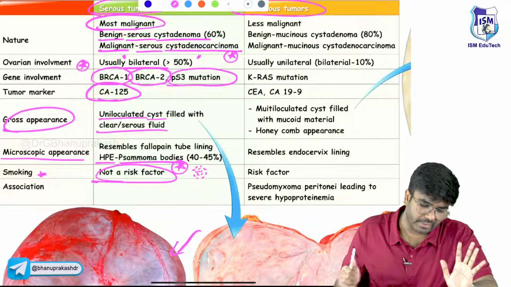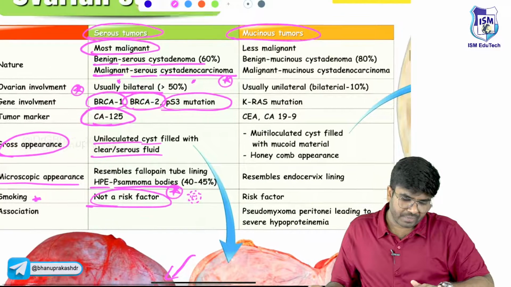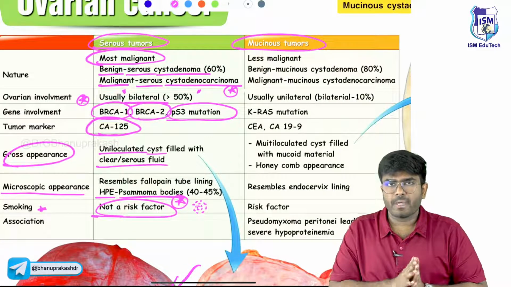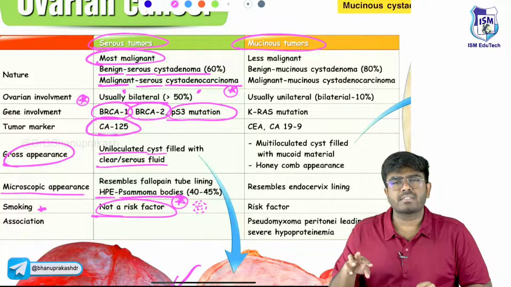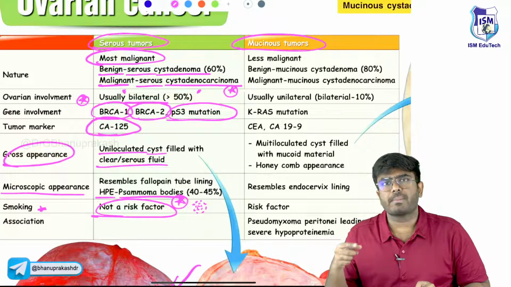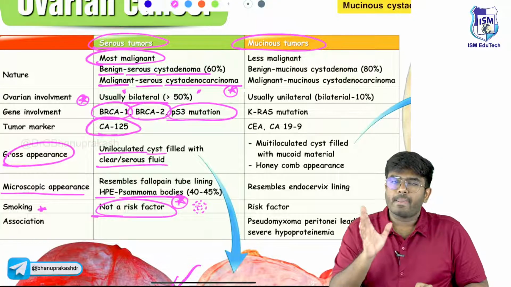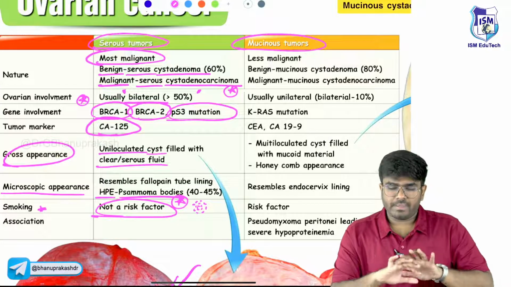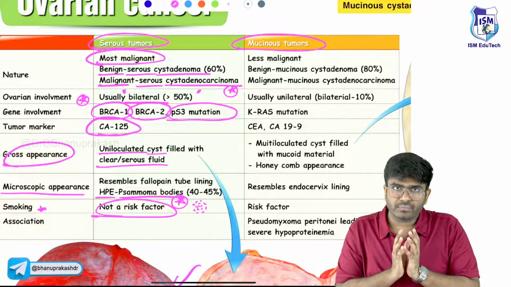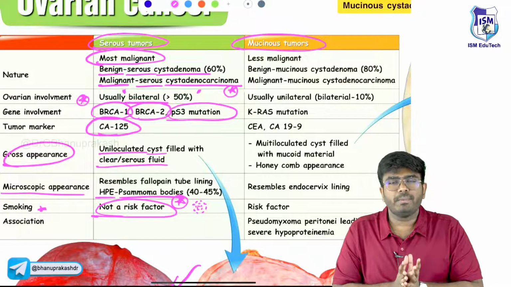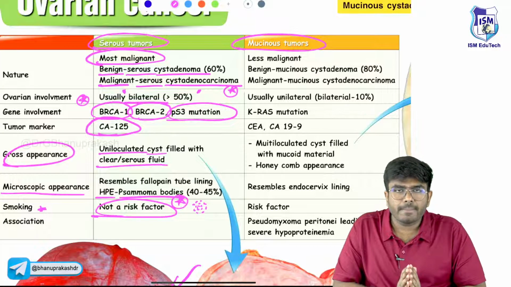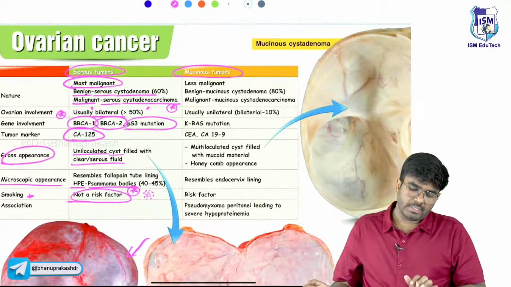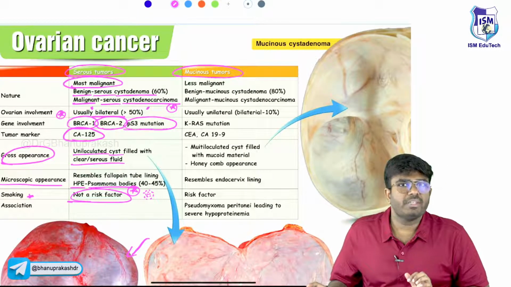Smoking is not seen as a risk factor for them. Okay, smoking is not a risk factor. So let me repeat: serous tumors are of two types, serous cystadenomas, which are benign, and serous cystadenocarcinoma, which are malignant. They are uniloculated with serous fluid. Psammoma bodies are seen associated with BRCA1, BRCA2 gene mutations. P53 gene mutations can also be seen. The tumor marker is going to be CA125.